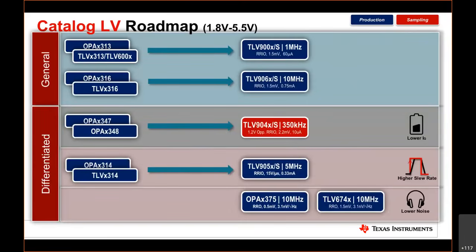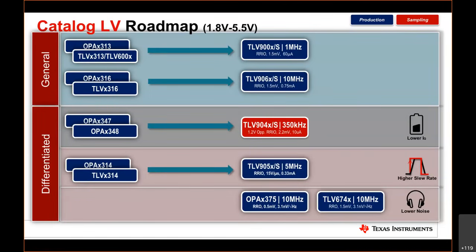Now, diving into the catalog low voltage devices, at the top half, we have what we consider the general go-to devices, and the bottom half, the differentiated. On the left side of the arrows are the previous generation products that you may be familiar with or using today. And on the right side are the newest releases within the last 1 to 3 years. At the top, TLV-9000X, the 1 megahertz release.